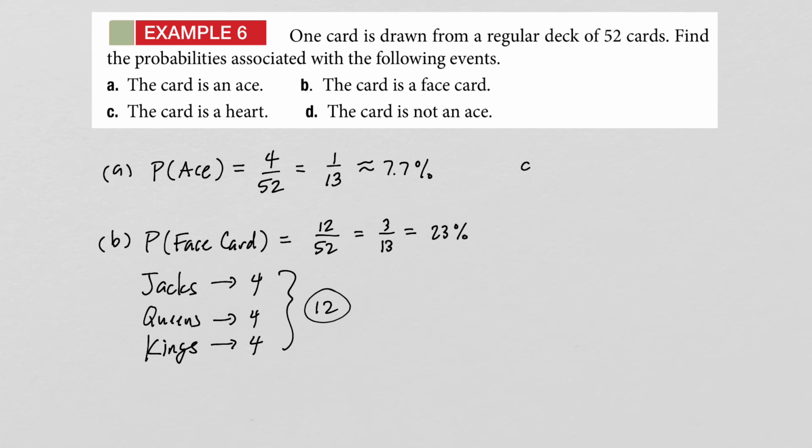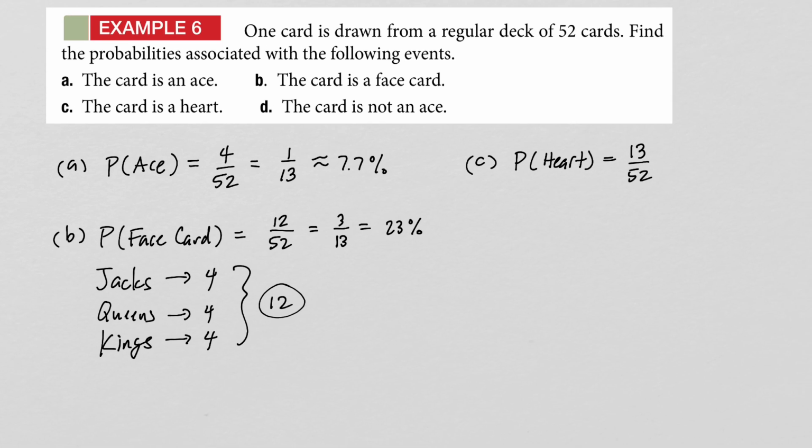For part C, what is the probability that your card is a heart? Well, how many hearts are there? So again, there are 52 total cards. There are an equal number of hearts, spades, clubs, and diamonds. So that means there are 13 of each of the different suits. So there are 13 hearts out of 52 total cards. This is going to be a probability of 1/4 or 25%.